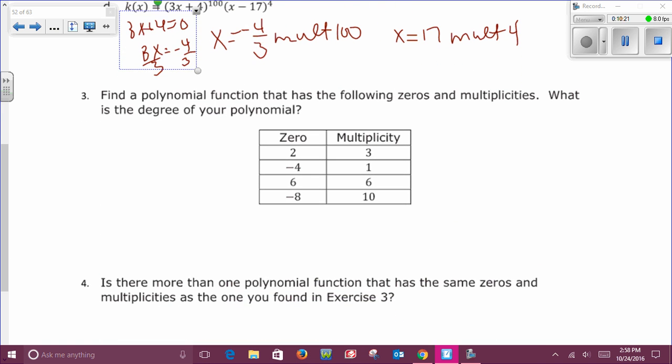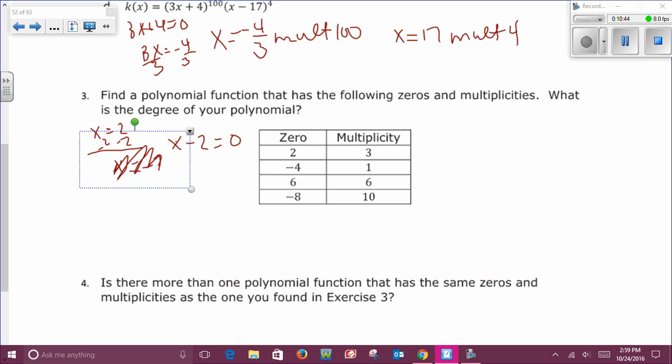For number 3, find the polynomial function that has the following zeros and multiplicities. What is the degree of your polynomial? Well, what we're going to do is kind of go backwards. Since we have the 0, so that means that x equals 2. If I were to get it equal to 0, I'd have to subtract 2 from both sides. So it's just x minus 2 equals 0.